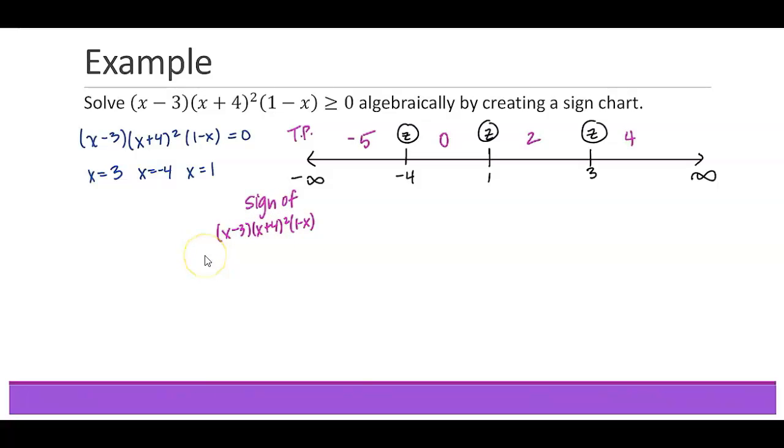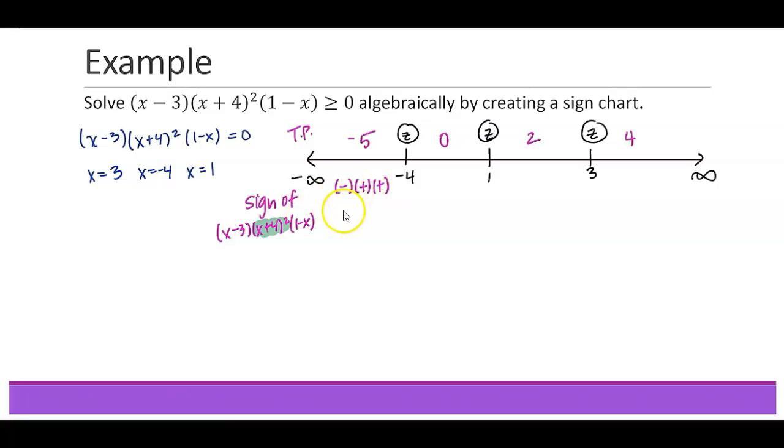So the factor in the middle, x plus 4 squared, it doesn't matter what I plug into it. It will always give me a positive number because I'm squaring it. So I really don't have to worry about plugging these test points into the middle term. It's just going to be a positive and that's not going to affect anything. So I just have to plug the test points into the outer two factors, x minus 3 and 1 minus x. So -5 minus 3, that's a negative. Again, the middle term is always positive. So we can either ignore it or just always put a plus there. And then 1 minus -5, that's going to give me 1 plus 5, or 6, so that's another positive.